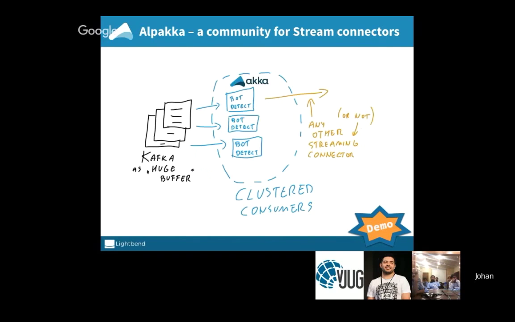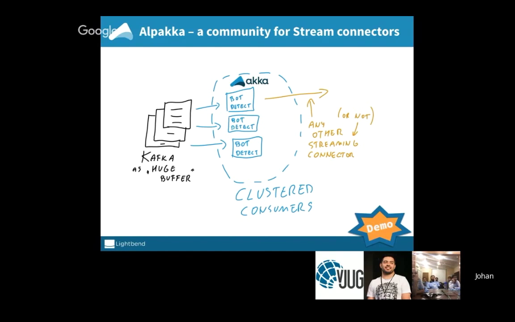Okay, so let's look at another sample. So now we will instead be the consumer that consumes from the Kafka topic, and we do some kind of processing. In this sample, bot detection. And it's written here, clustered consumers. So this is an example where Akka streams are local, but it's perfectly fine to, for example, run the streams on every node in the cluster to manage the distribution, and then have Kafka solve it.